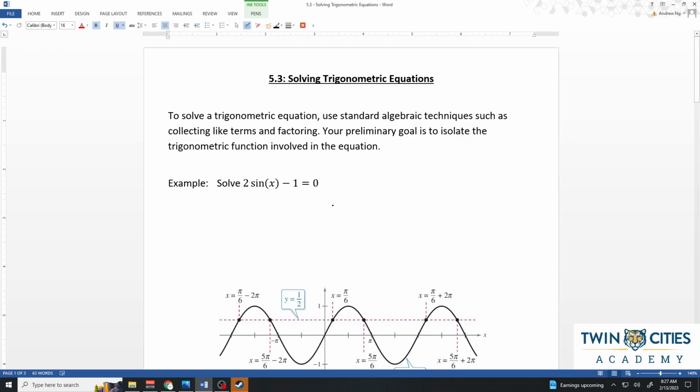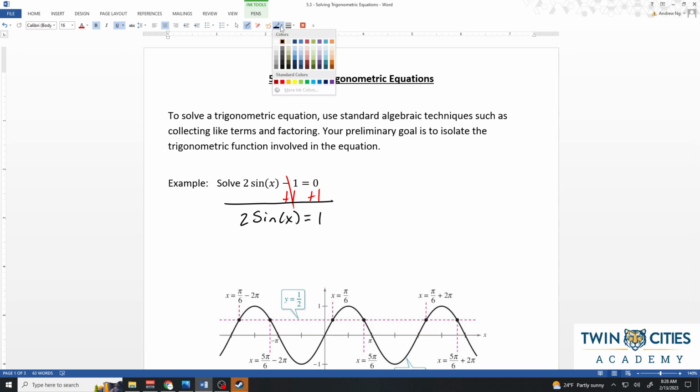So the first thing I want to do is isolate that sine of x, so get that sine of x by itself. Let's begin by adding 1 to both sides. This will give me 2 times sine of x is equal to 1. And now let's divide both sides by 2. And I'll see here that sine of x equals 1/2.